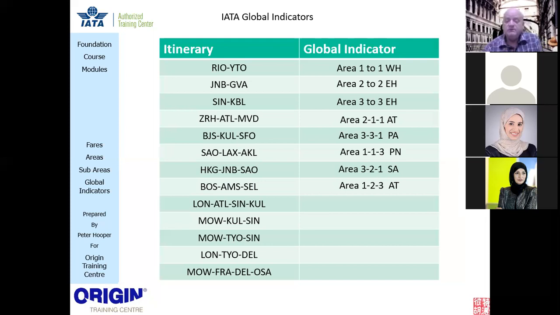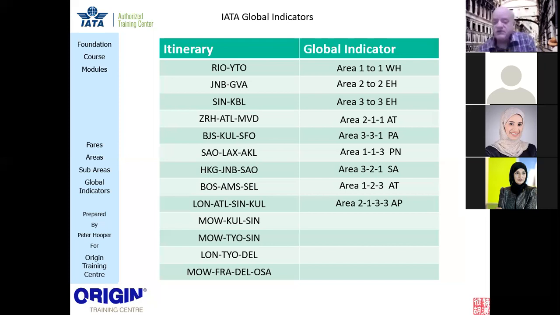Boston, USA, area 1. Amsterdam, area 2. And Seoul, area 3. Have we crossed an ocean? Yes, the Atlantic. Thank you.